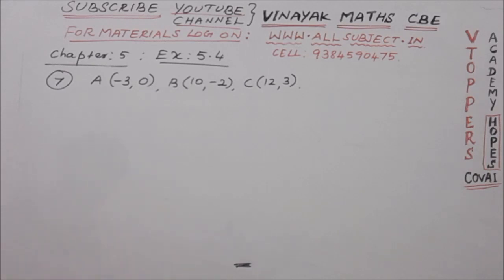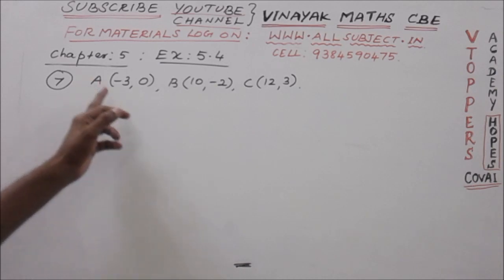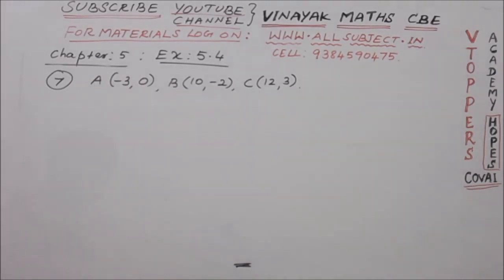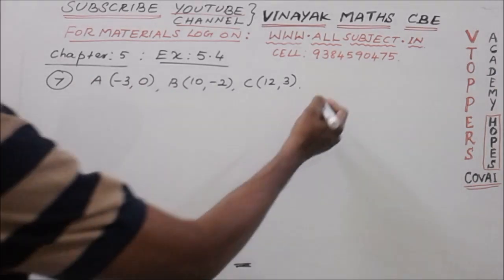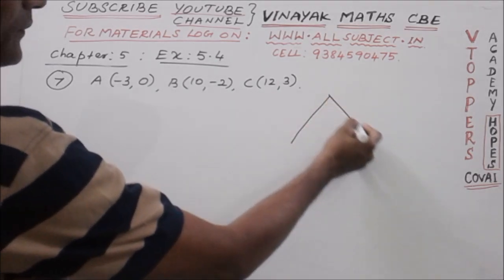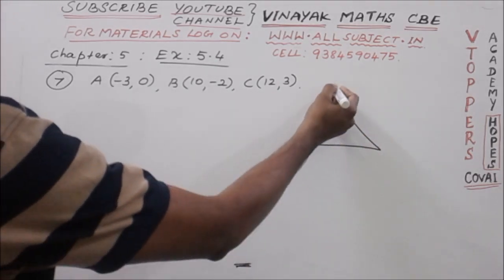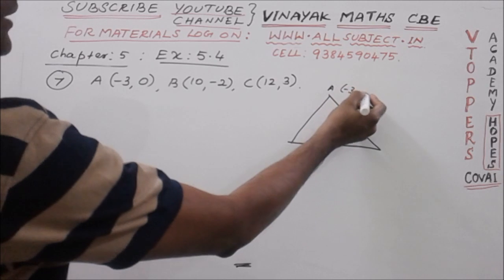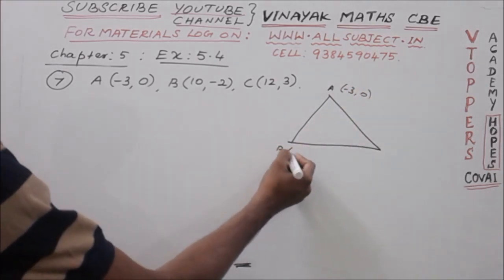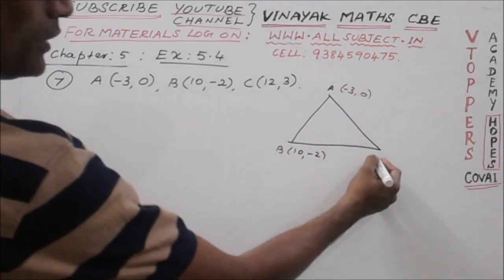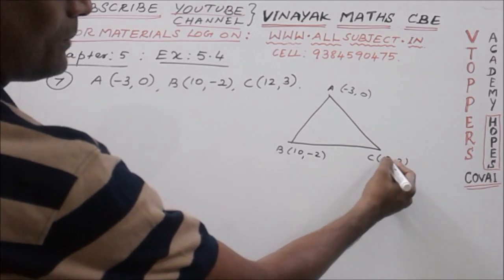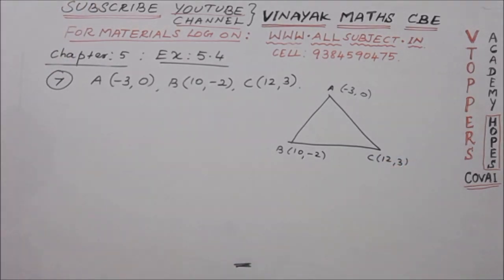Question number 7 in exercise 5.4. Given vertices of the triangle are A, B, C. A, B, C are the vertices of triangle. Let it be A of minus 3, 4, B of 10, minus 2 and C of 12, 3. Approximately I plotted the points here. That is a rough sketch.